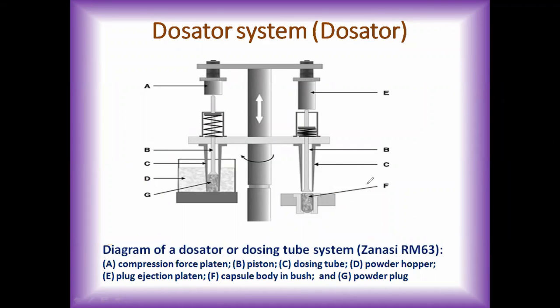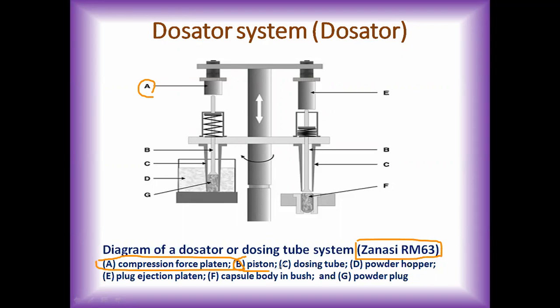Now, as we have discussed, we have a dosing tube system present over here, and this is a machine of Zanasi RM63. Now you can see the various components of this dosator system. So A is the compression force platen. Now we need a small compression force so that a soft compact plug of powder is prepared. So for that, the compression force platen is required. Then B is the piston.